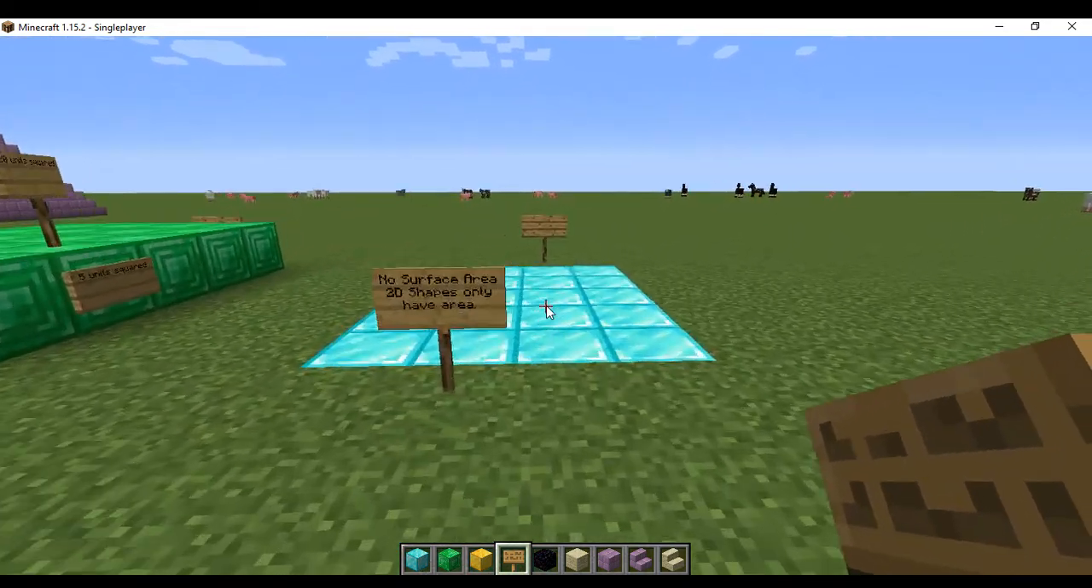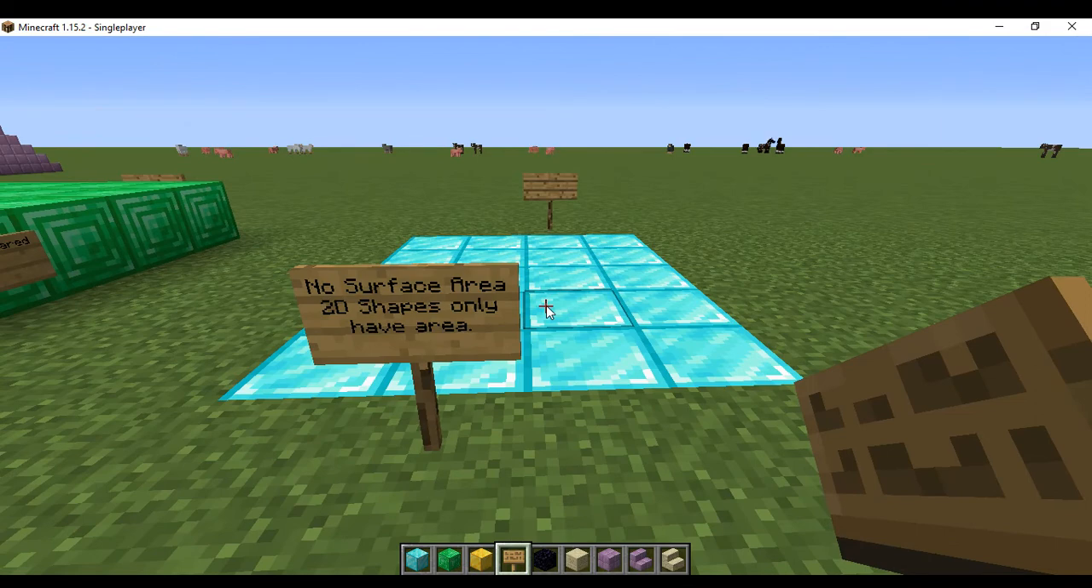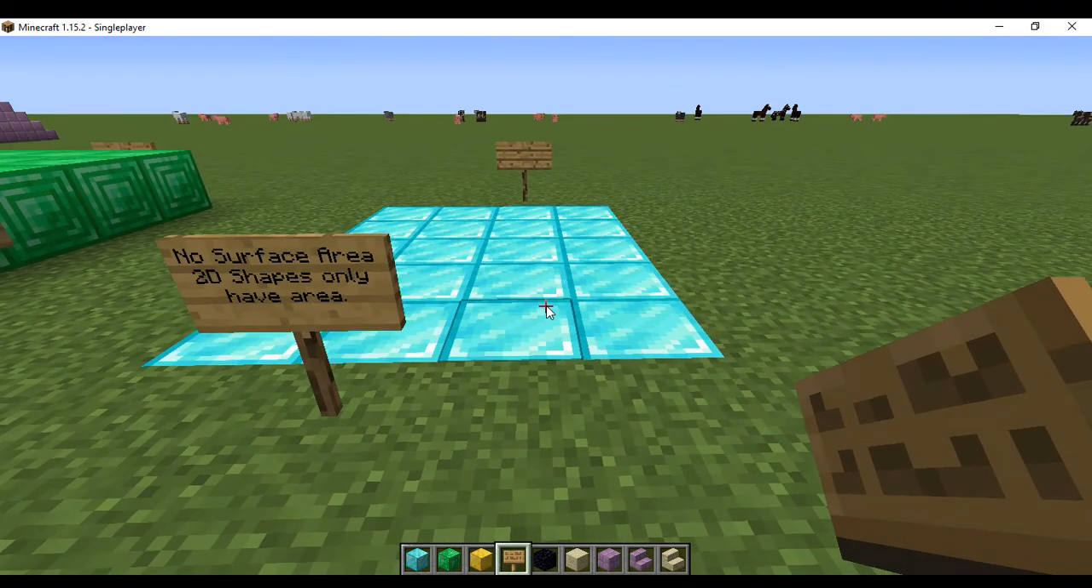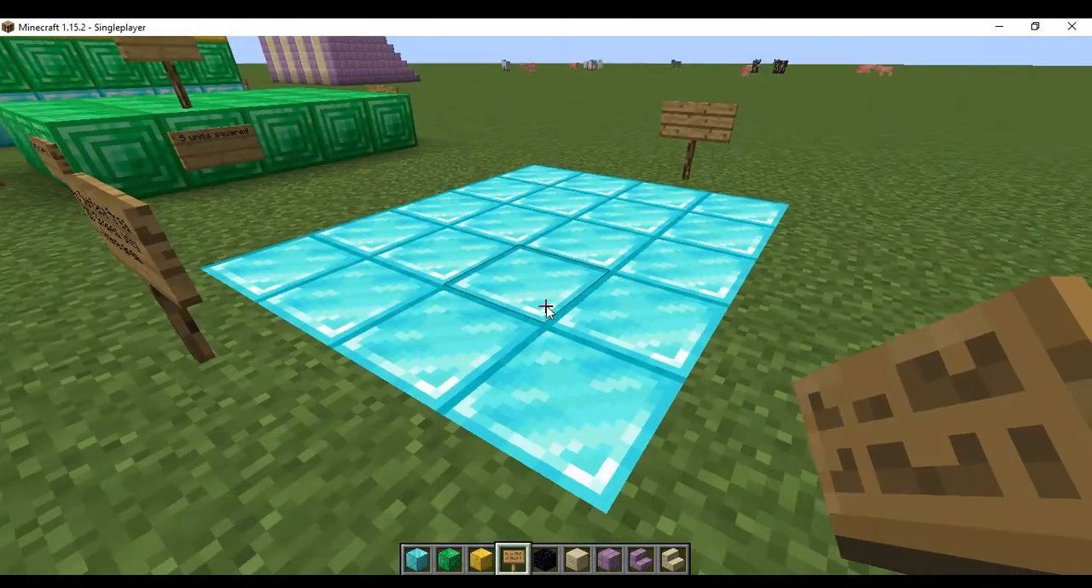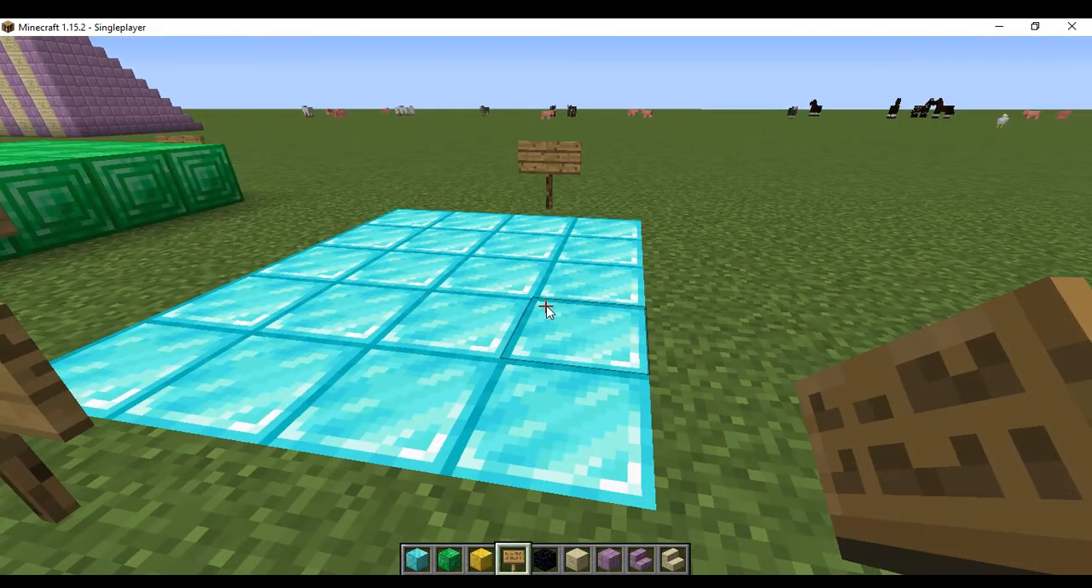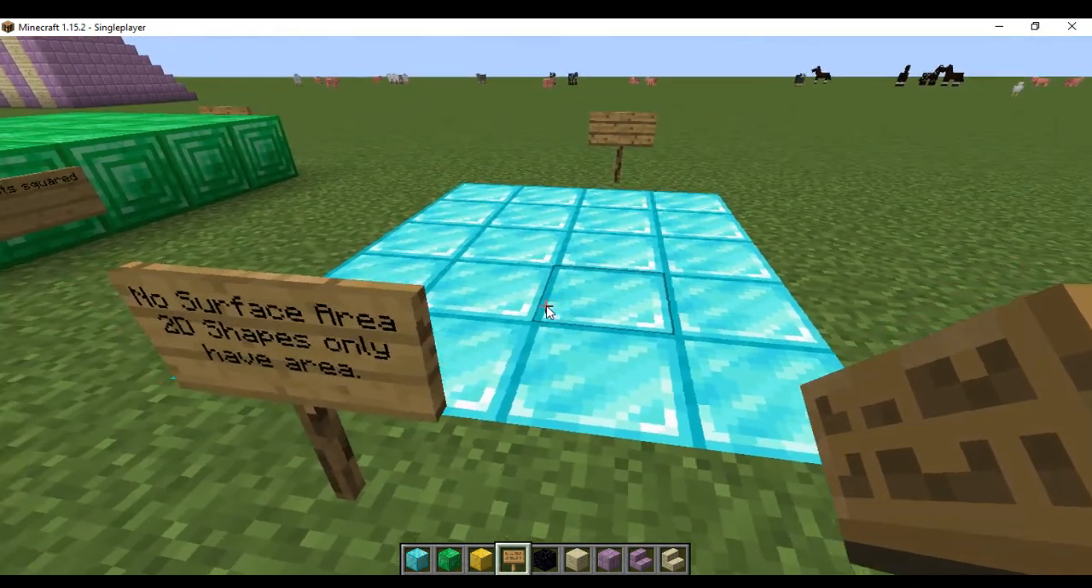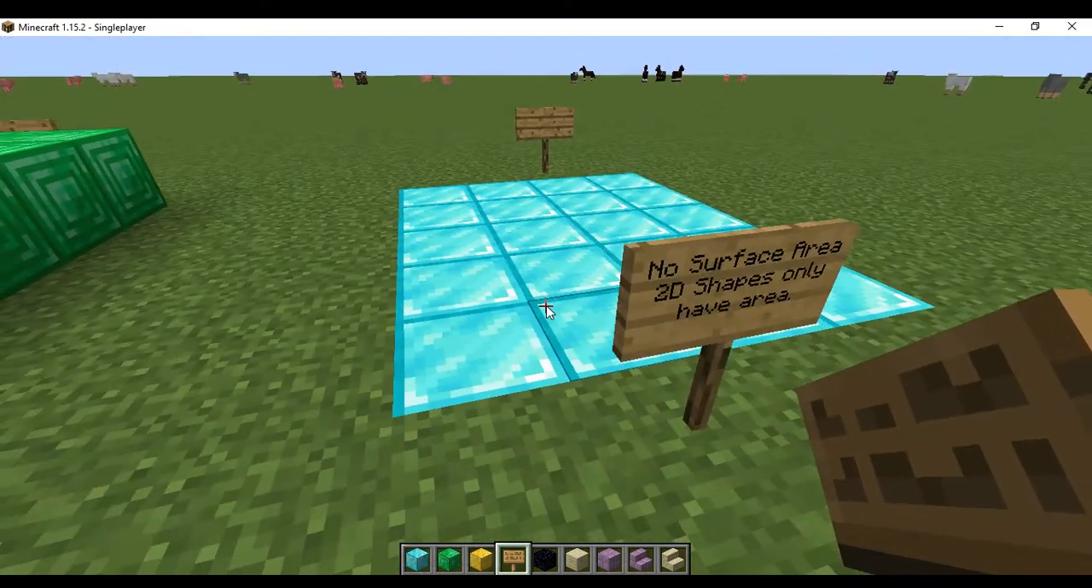The first thing that I really want to clarify is that there is no surface area for a two-dimensional shape, because a two-dimensional shape only has one surface. Therefore, it's just area. We would only be doing length times width in this case.